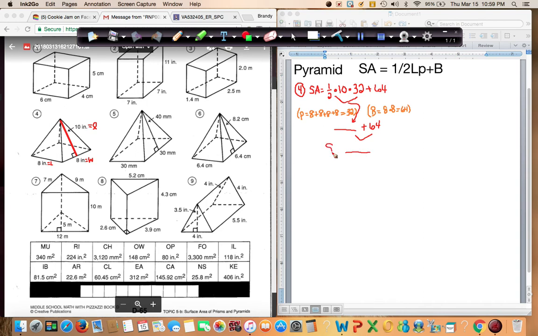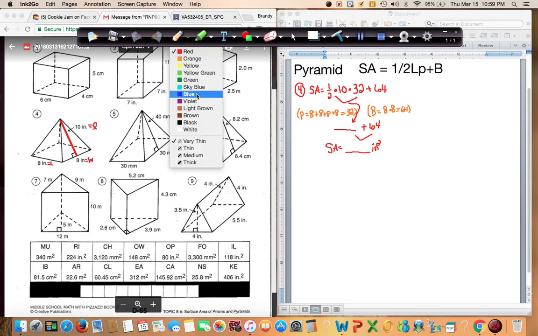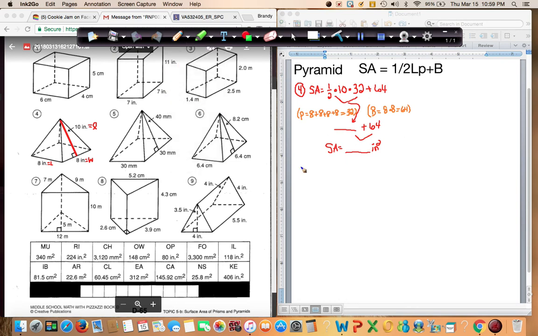And that will give us our surface area of the prism, which in this case is inches. So we are going to have inches squared. Okay, and that's all there is for that one. Go on to number 5.